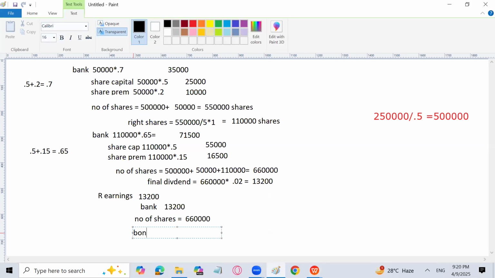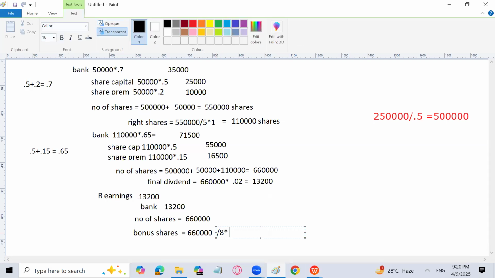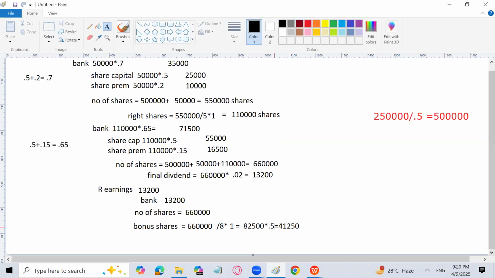So what we'll do, 6,60,000 divided by 8 into 1. What is the amount of bonus shares? Sorry, the number of bonus shares. So that is the number of bonus shares, but always remember, that is not the amount of bonus shares. So the number of bonus shares is going to be 82,500, and multiplied by 0.5 we will get the amount of bonus shares, because 82,500 is basically the number of bonus shares. That is 41,250. So 41,250 is the amount of bonus shares which we need to issue.